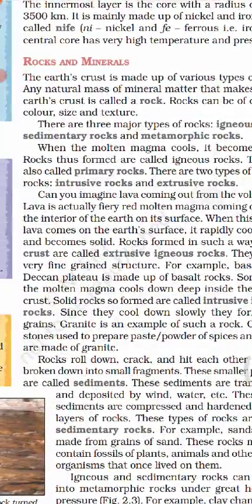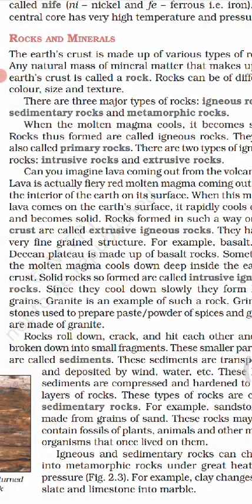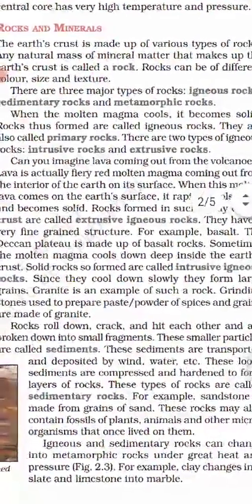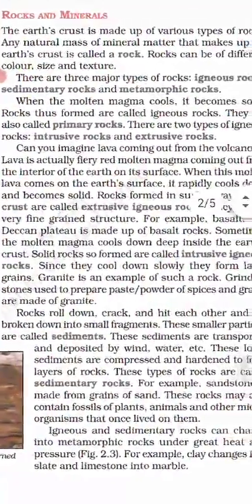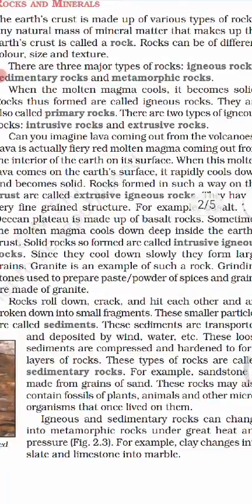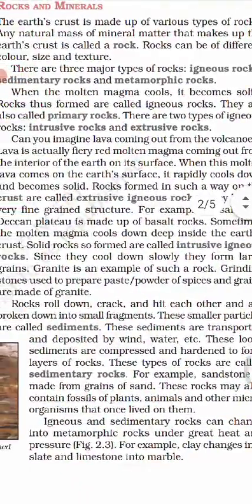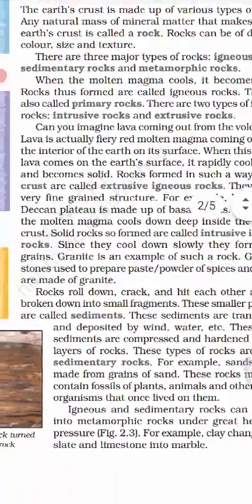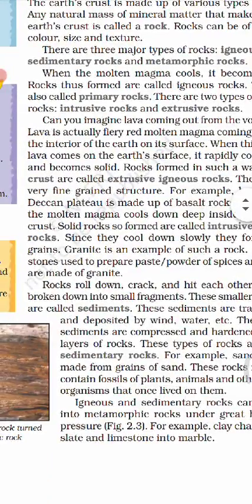Sometimes this molten magma cools down deep inside the earth's crust and becomes a solid, and the rocks formed in such a way are called intrusive igneous rocks. Since they cool down slowly, they form large grains. Granite is an example of such rocks. The grinding stones used to prepare paste and powder of spices and grains are made up of granite. So granite is an example of intrusive igneous rocks.